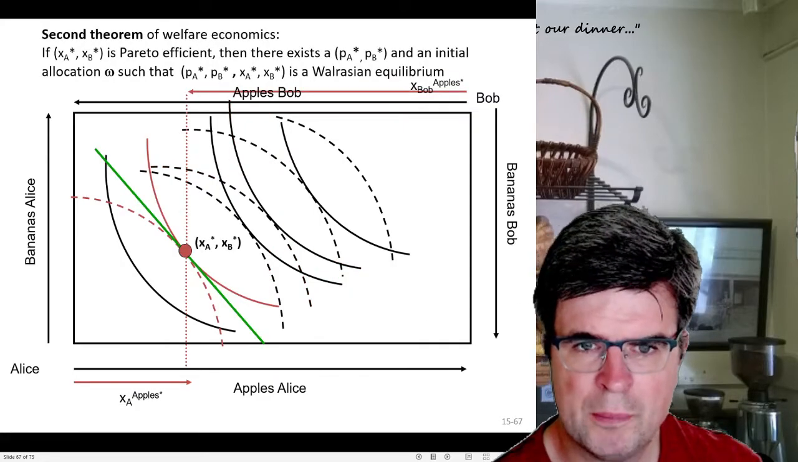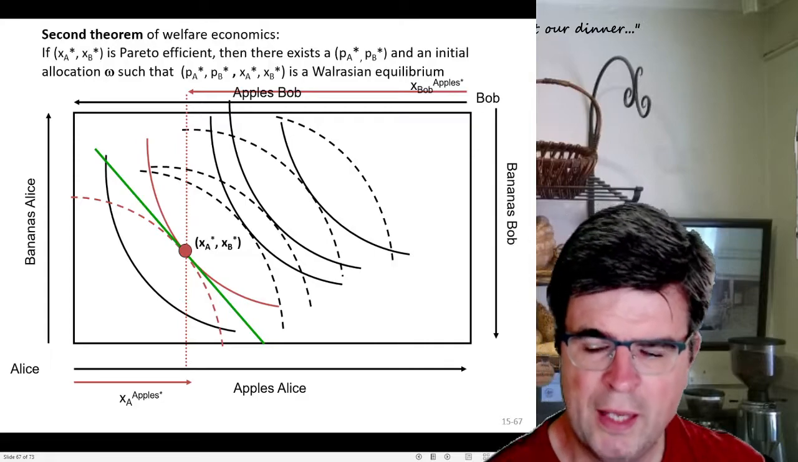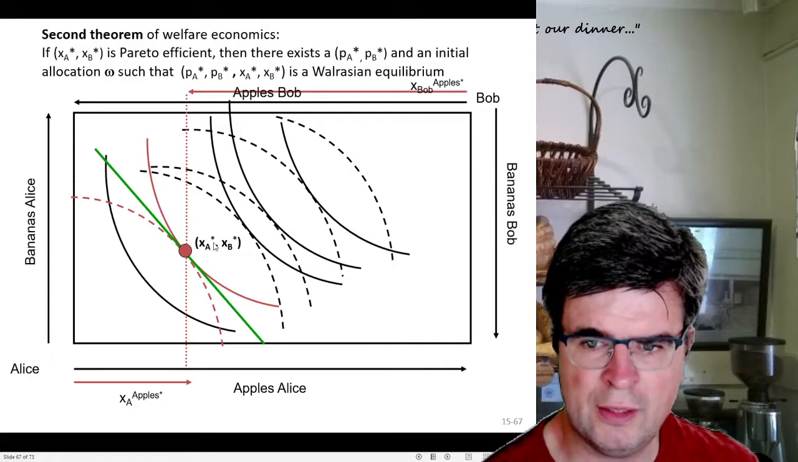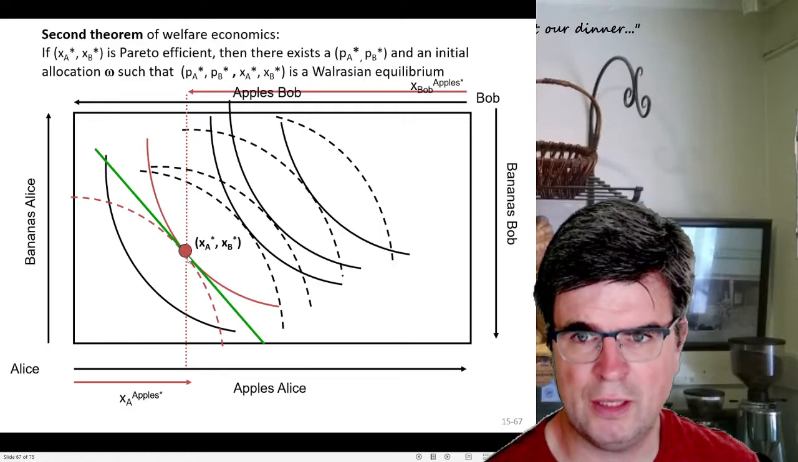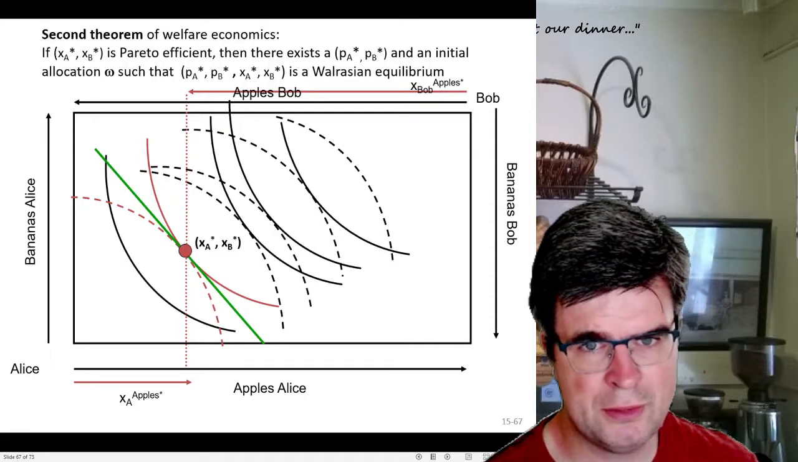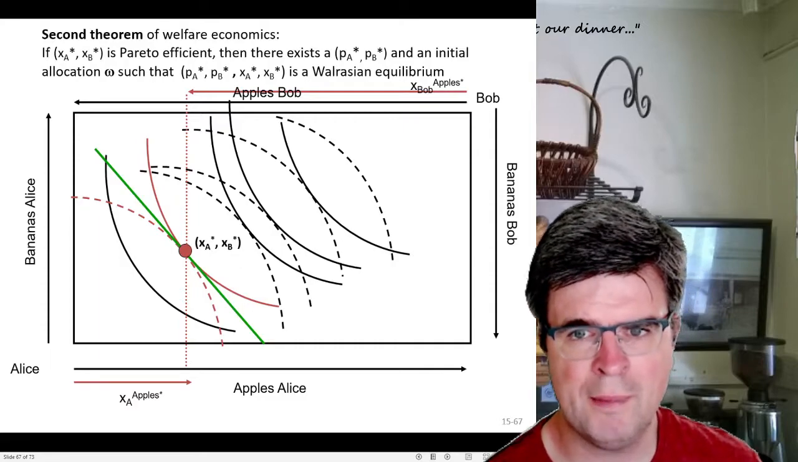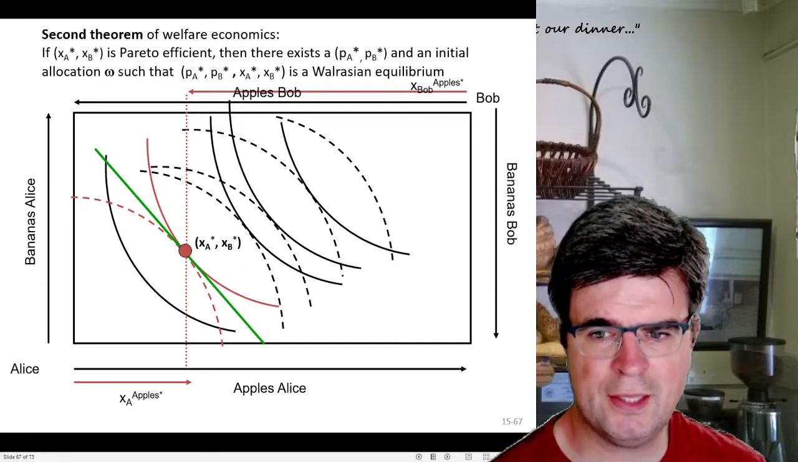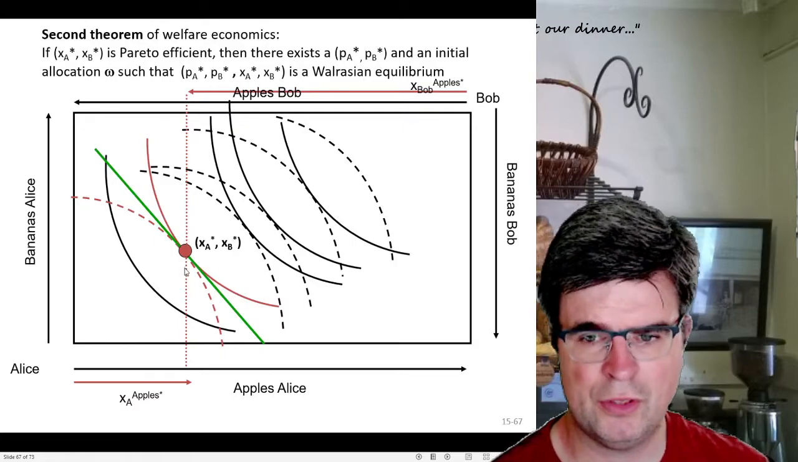Now, the second theorem of welfare economics says that if a certain allocation X_A, X_B is Pareto efficient, like the one that is given here, then there must exist a combination of prices together with an initial endowment, initial allocation omega, such that this allocation is reached as a Walrasian equilibrium, as a Pareto efficient outcome.